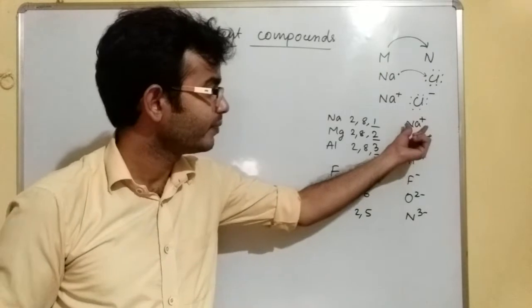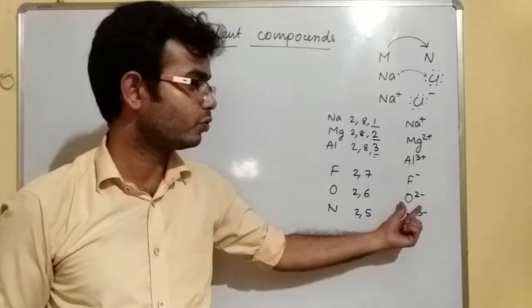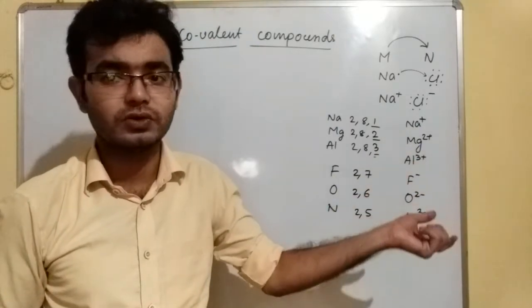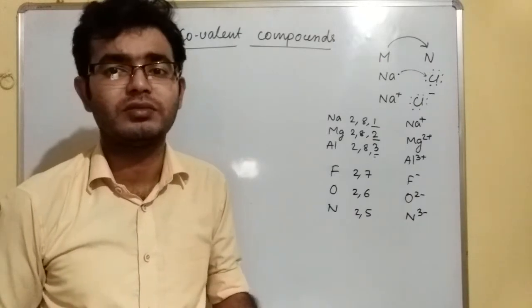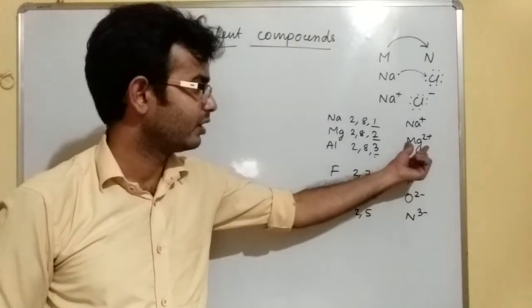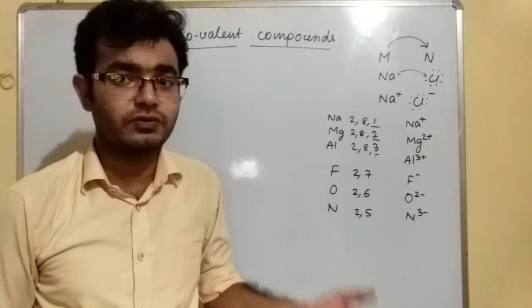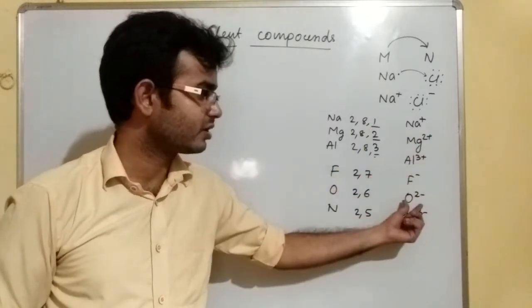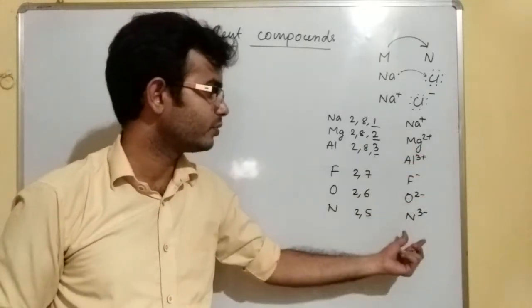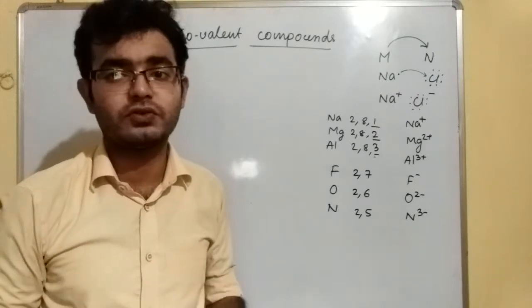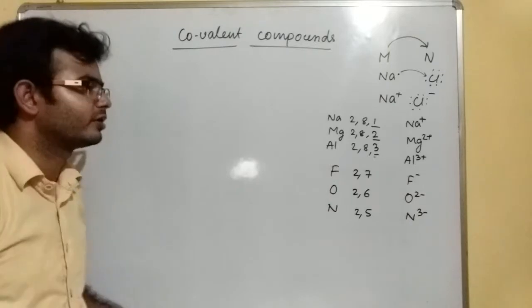If we take the example Na plus and F minus, they combine to form NaF. Na plus and O2 minus combine to form Na2O, sodium oxide. Na plus and N3 minus form Na3N, sodium nitride. Mg2 plus combines with F minus to form MgF2, magnesium fluoride. Mg2 plus combines with O2 minus to form MgO, magnesium oxide. Mg2 plus combines with N3 minus to form Mg3N2, magnesium nitride. These types of compounds will be formed here.